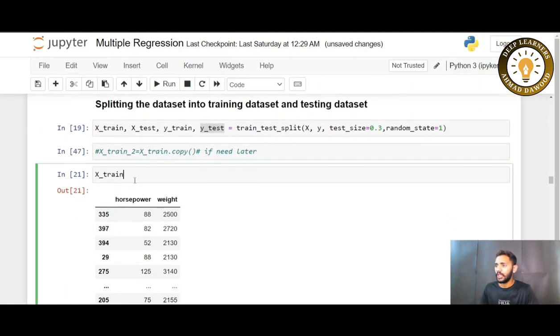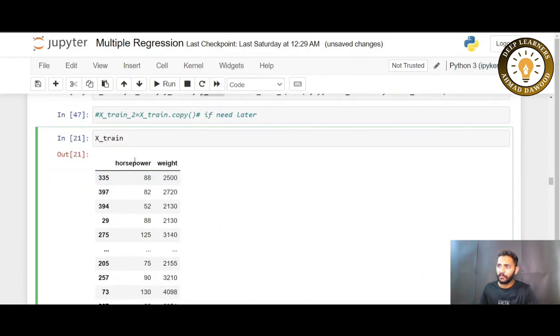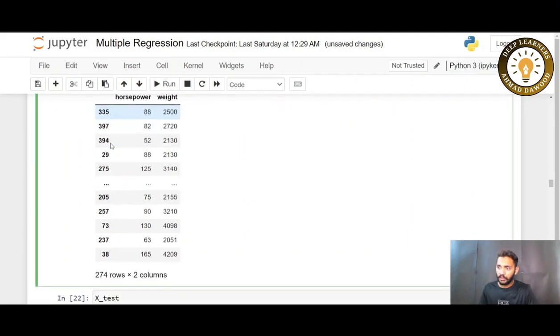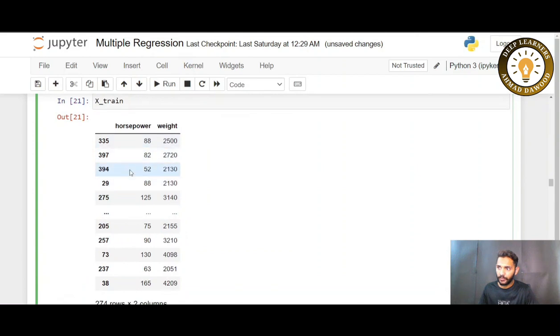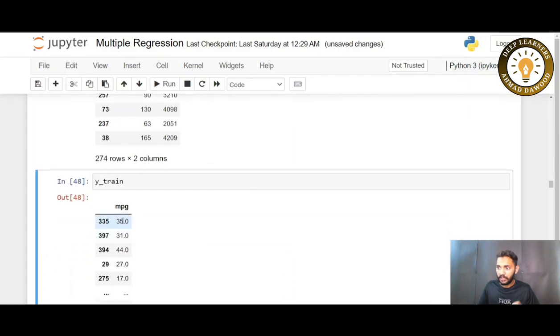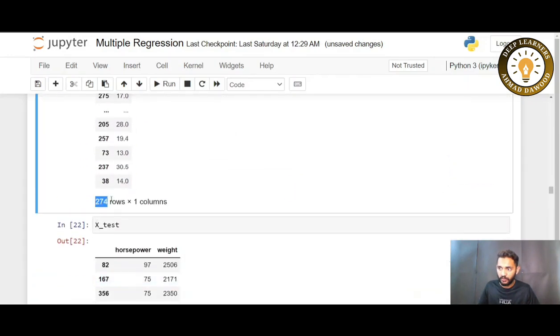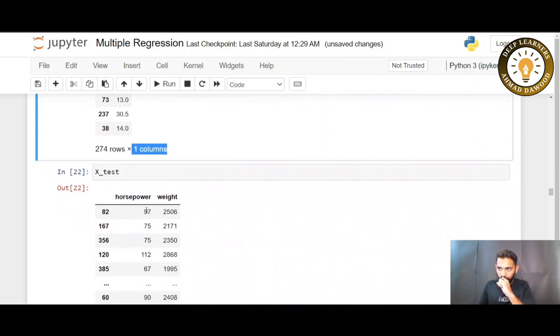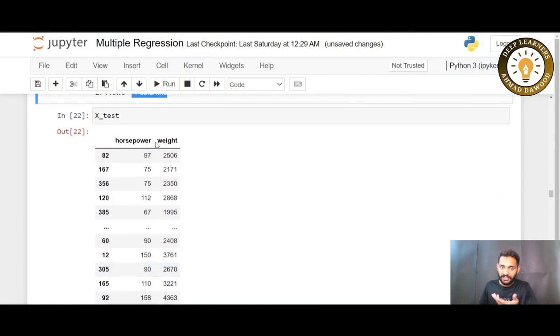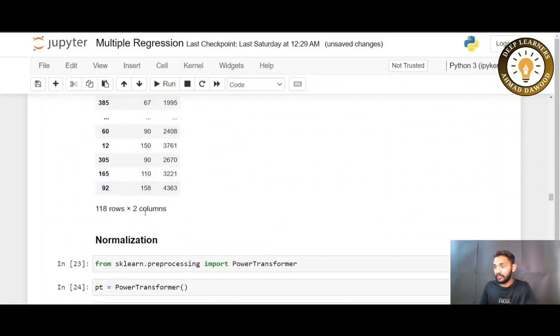Okay, so here xtrain has these two columns, the independent variables, and about 274 data points in that. In the same way, if you want to see Y-train, Y-train also will have the same number of data points and just one target column. Here you can see 274 rows and one column. X-test has 118 rows and two independent variables, and in the same way, Y-test will have 118 rows and just one target column.